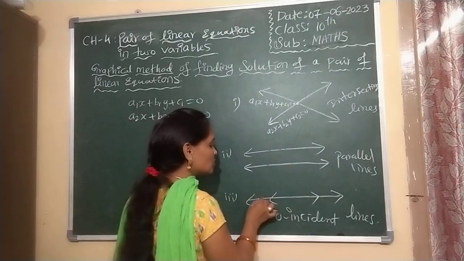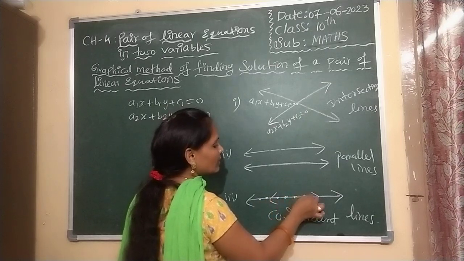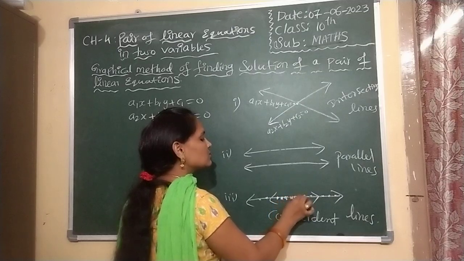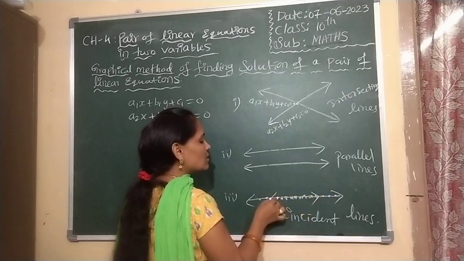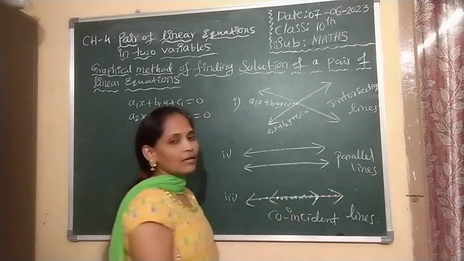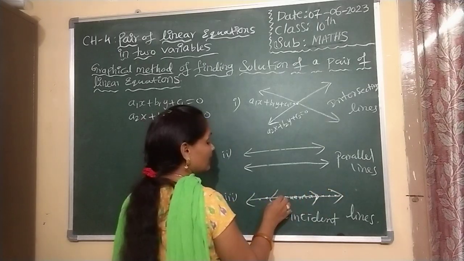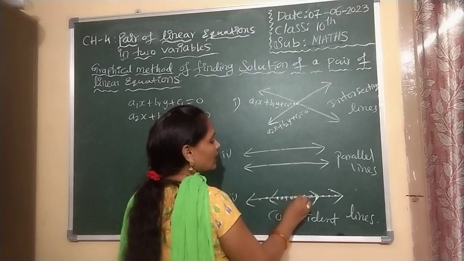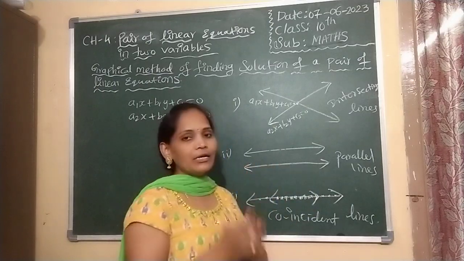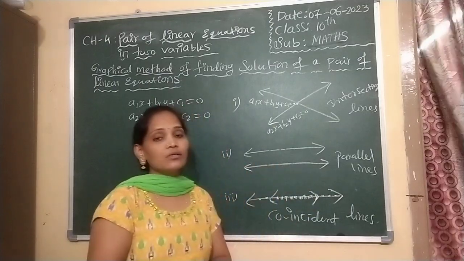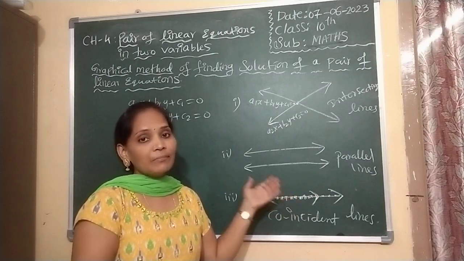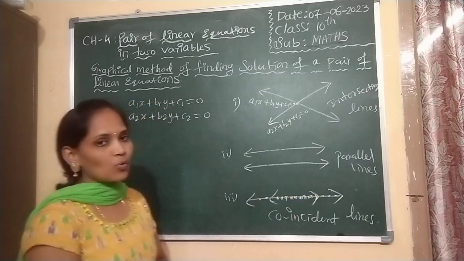Infinite many solutions. See here, infinite many solutions like this. A line consists of infinite many points. This line also has infinitely many points, right? So these are coincident lines. Both have infinite many points. That's why the solution for these linear equations is infinite many. Okay, I hope you understand.